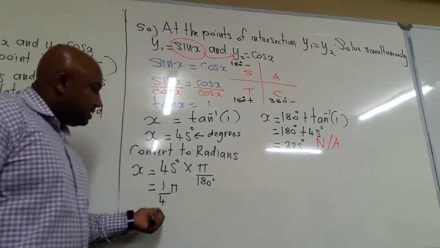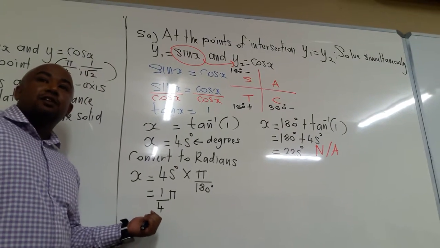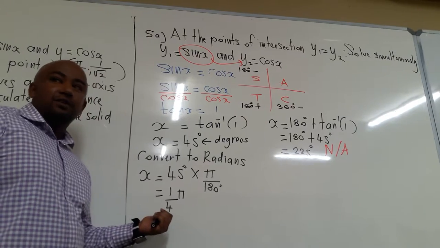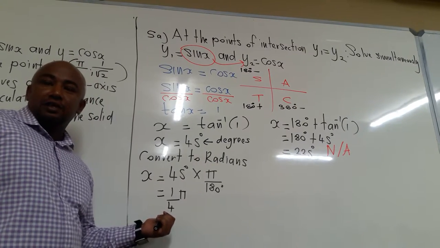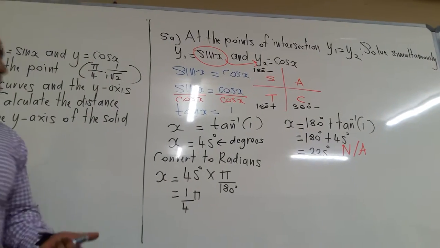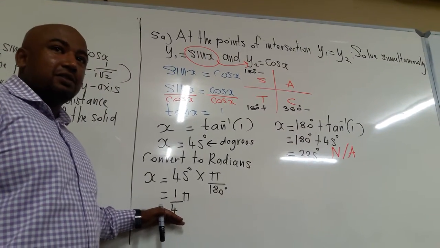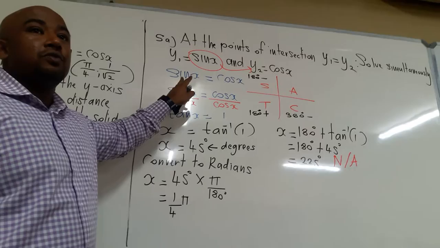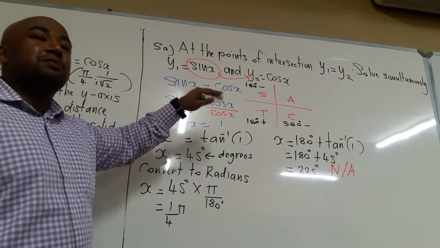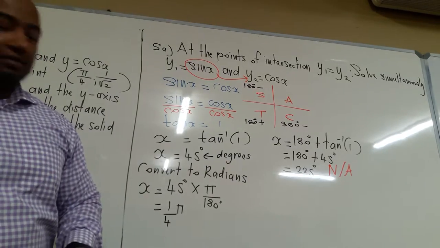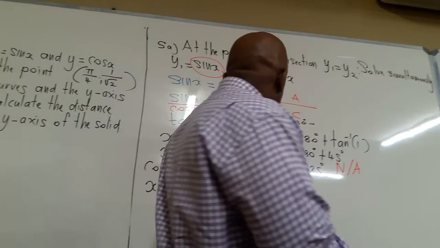So now, what is this? This is the x value at the point of intersection. Is that the only thing we're looking for? How do you find the y value? These are simultaneous equations. Once I know what x is, what must I do? Substitute x into any one, advisable to substitute into both to make sure you get the same answer. Okay.